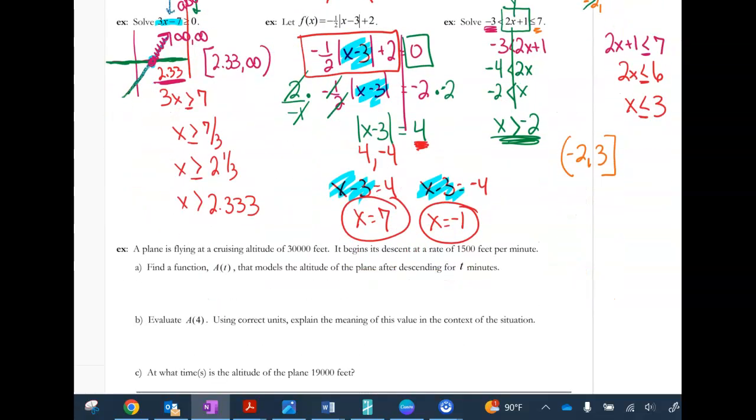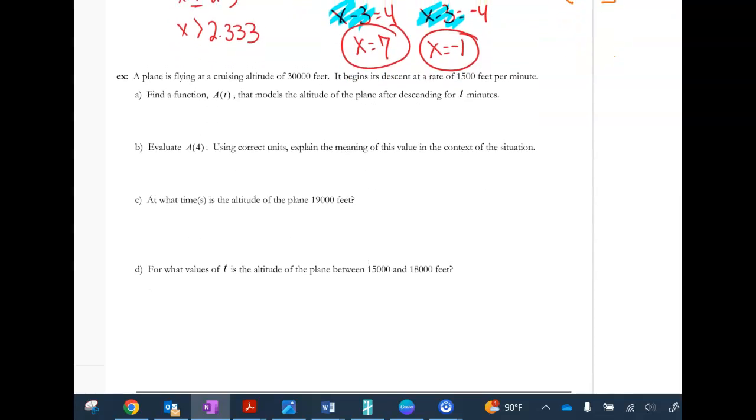All right, last problem, and then you guys can go and finish up your notes. So a plane is flying at a cruising altitude of 30,000 feet. It begins a descent at a rate of 1,500 feet per minute. So first we're going to write a function that models the altitude of the plane after descending for t minutes. So our function is going to be what's the altitude based on the time.